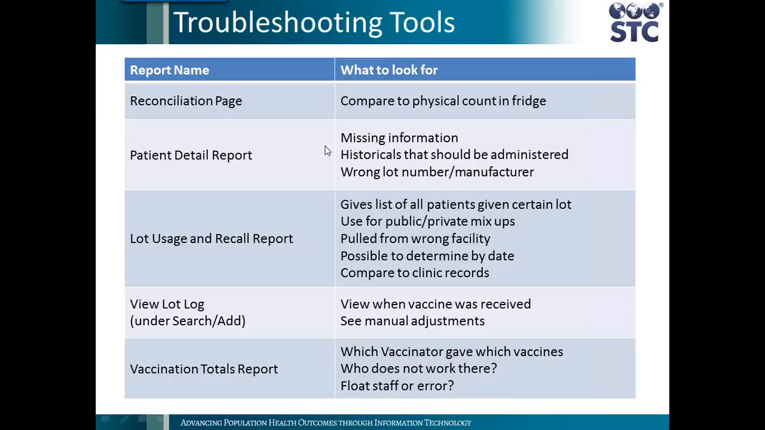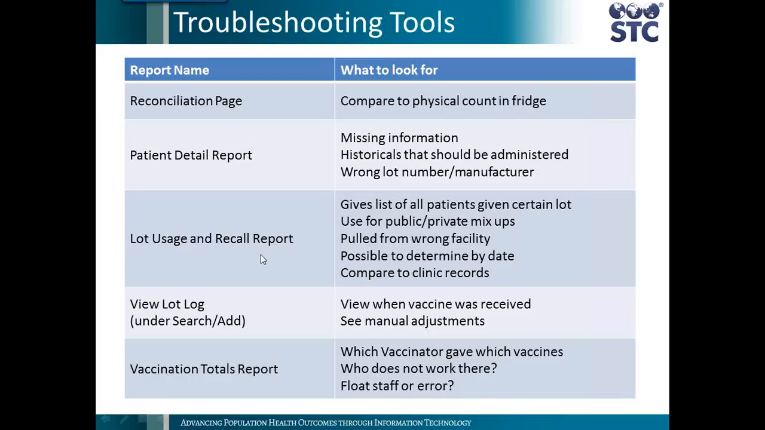But what you're looking for is missing information. If there are blank spots under the lot number on this one, then you know that just wasn't put in and it didn't make it into the system, whether you manually entered it and just didn't choose one, or if it was sent over via interface and it didn't populate in there. Also, if there are any historical vaccines, you'll want to look at those and make sure that they weren't actually administered at your clinic and maybe written down wrong as historical. Things like that happen sometimes, so it's just good to double check on those historicals that show up. And also, if there's a wrong lot number or manufacturer written. So that's the patient detail report.